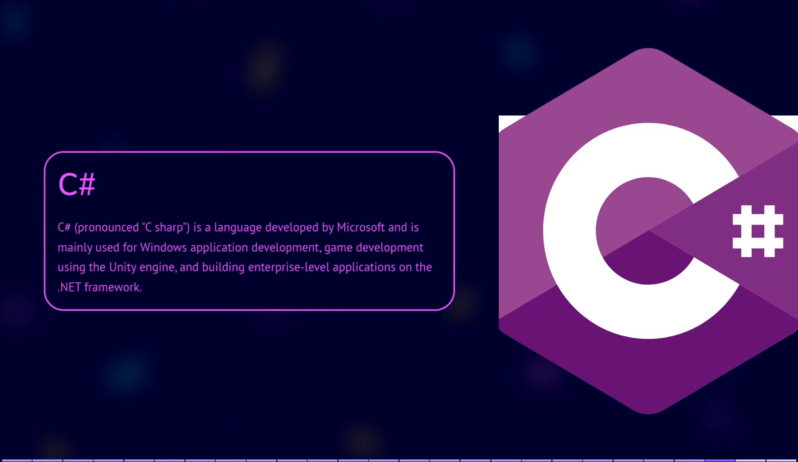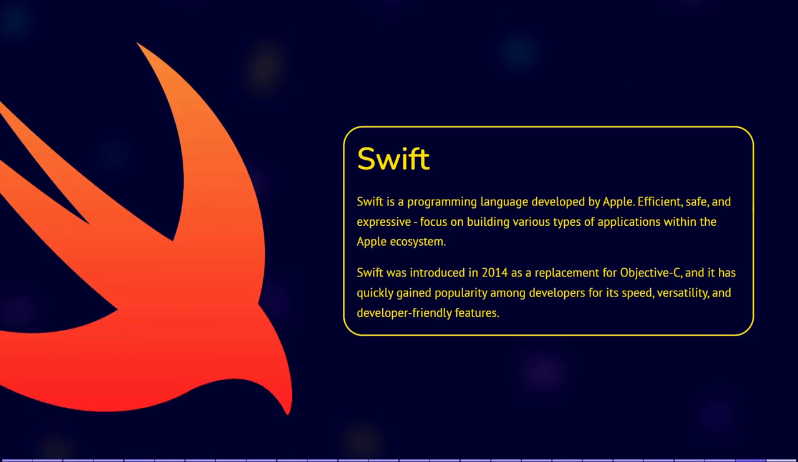C# is a language developed by Microsoft and is mainly used for Windows application development, game development using the Unity engine, and building enterprise-level applications on the .NET framework. Swift is a modern programming language developed by Apple. It is designed to be efficient, safe, and expressive, with a focus on providing a seamless experience for building various types of applications within the Apple ecosystem. Swift was introduced in 2014 as a replacement for Objective-C, and it has quickly gained popularity among developers for its speed, versatility, and developer-friendly features.